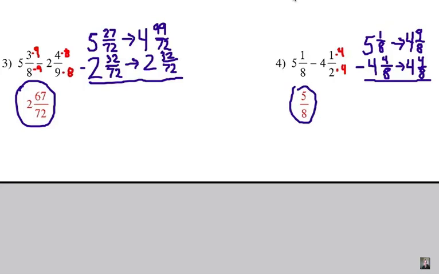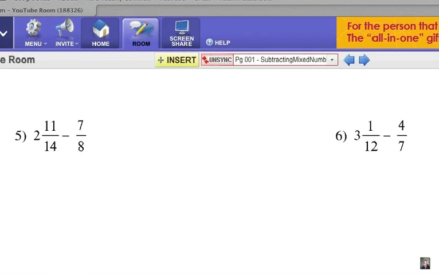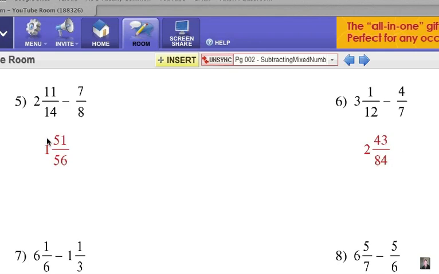All right, 2 more to try. Let's take a look at those. You try numbers 5 and 6. Good luck. All right, the answer here is 1 and 51/56. And here's how you get it.